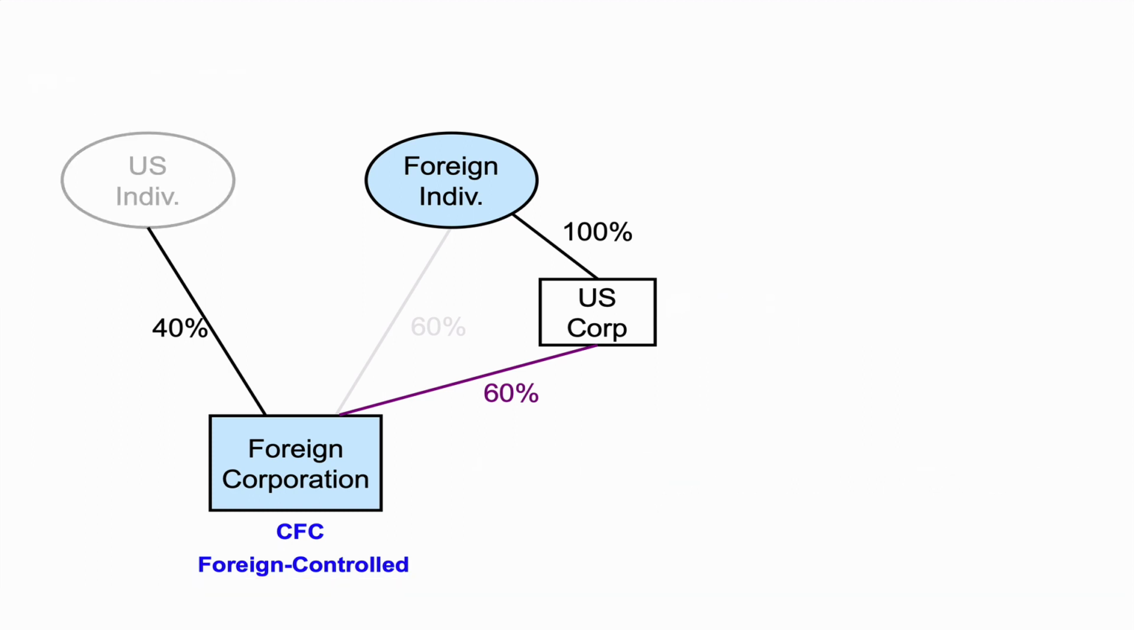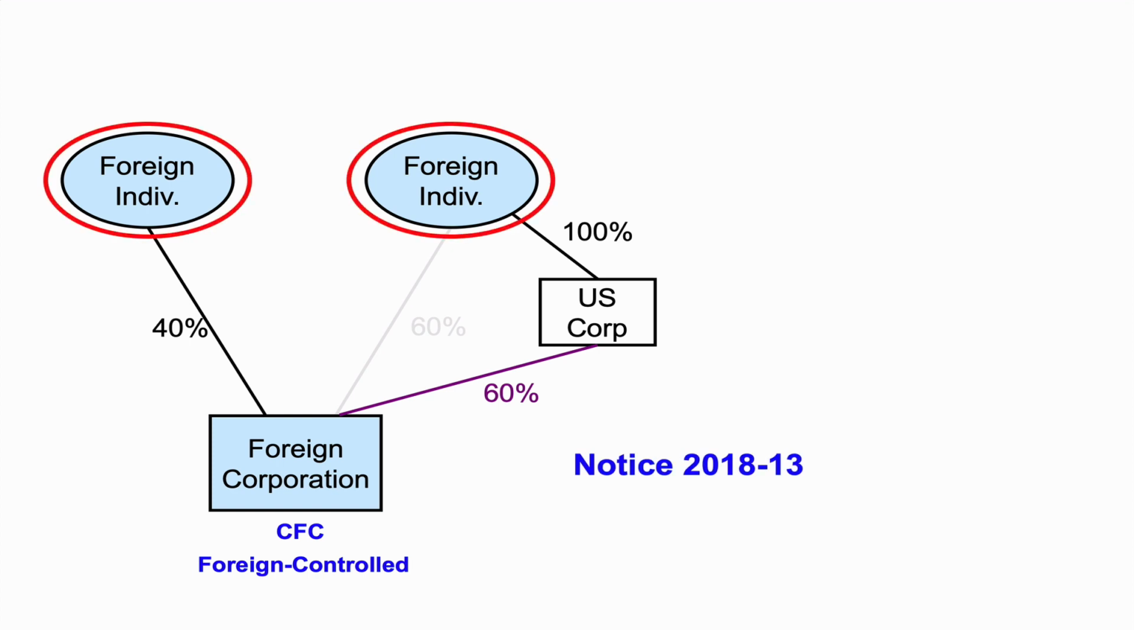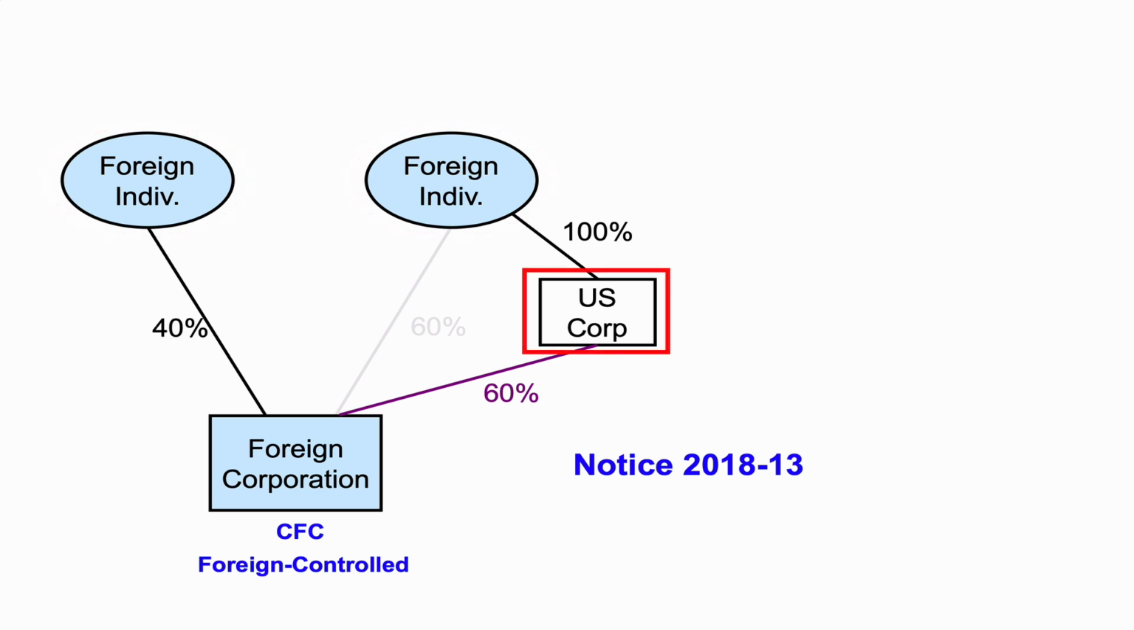If instead of the U.S. individual owning 40% of the shares, a foreign individual owned those shares, the foreign corporation would still be a CFC because 60% of the shares are still constructively owned by the U.S. corporation. However, Notice 2018-13 provides that if there are no direct or indirect U.S. shareholders of the CFC, then the constructive U.S. shareholder does not need to file Form 5471 as a Category 5 filer.